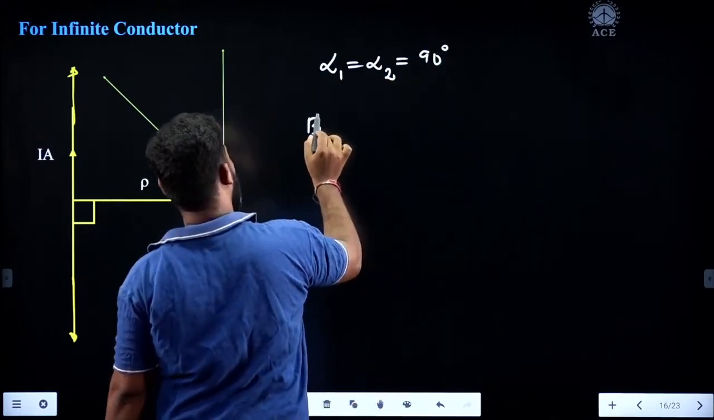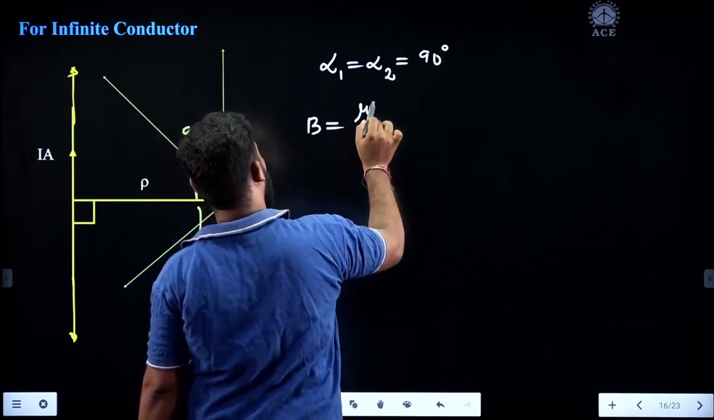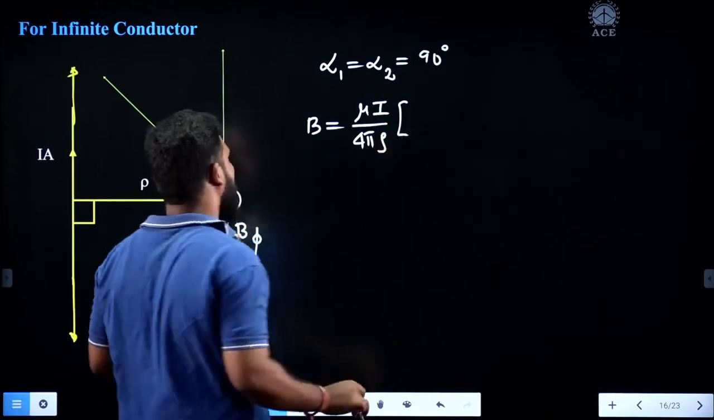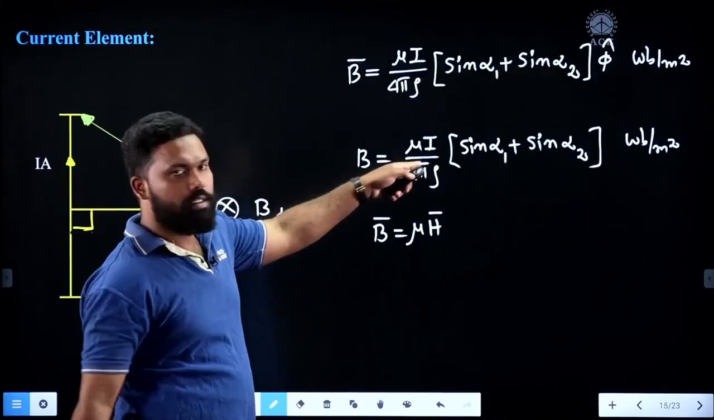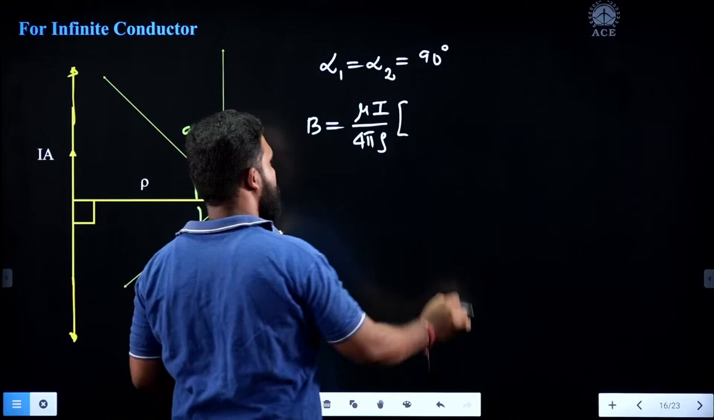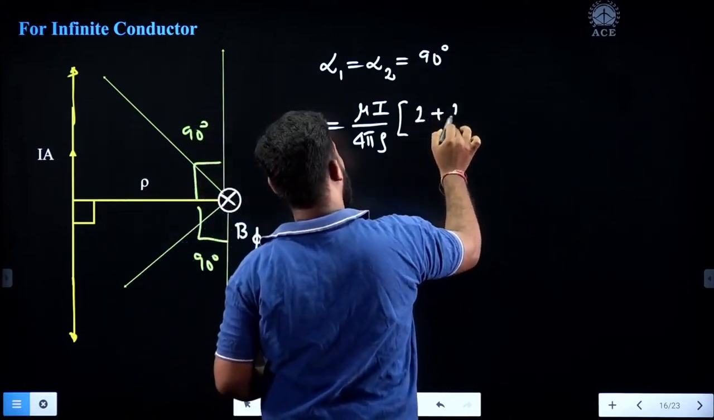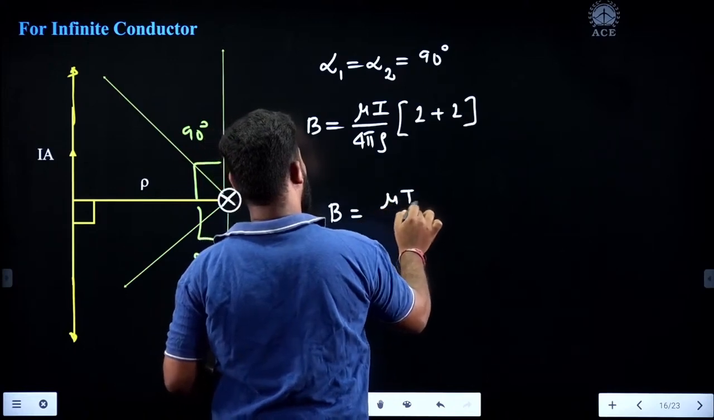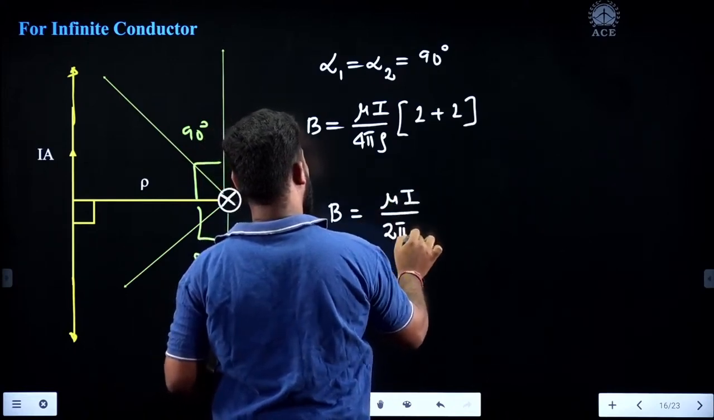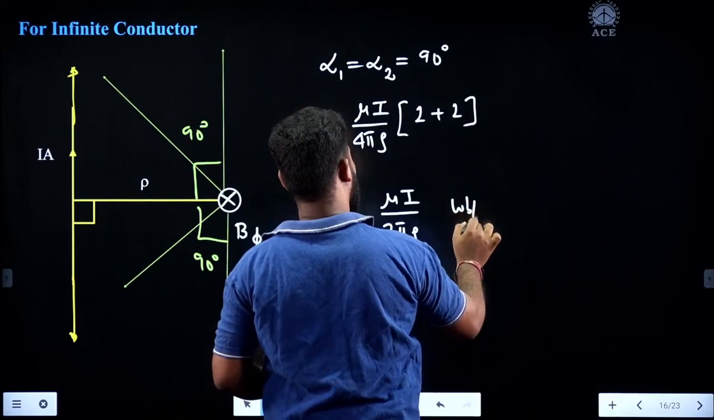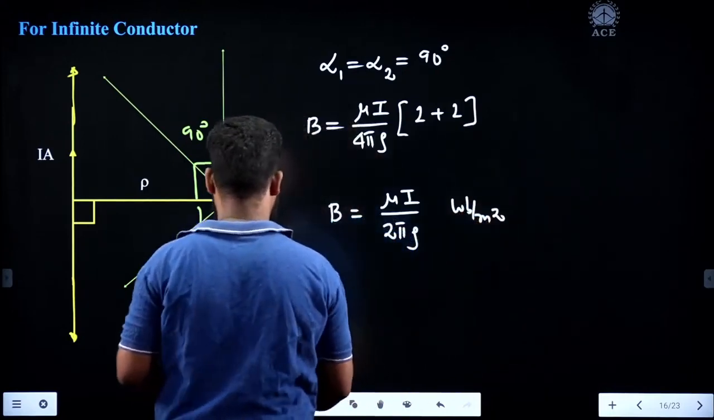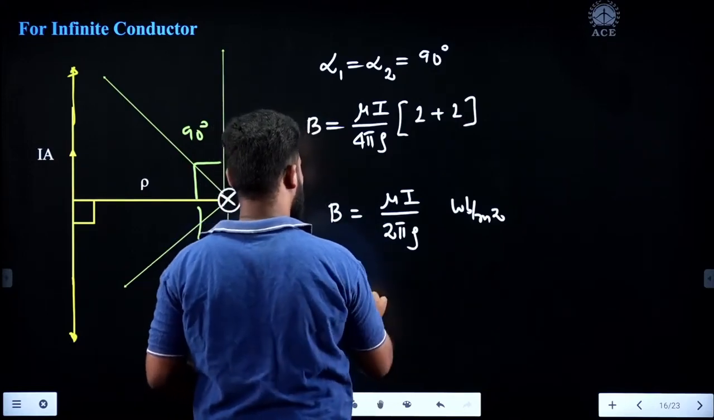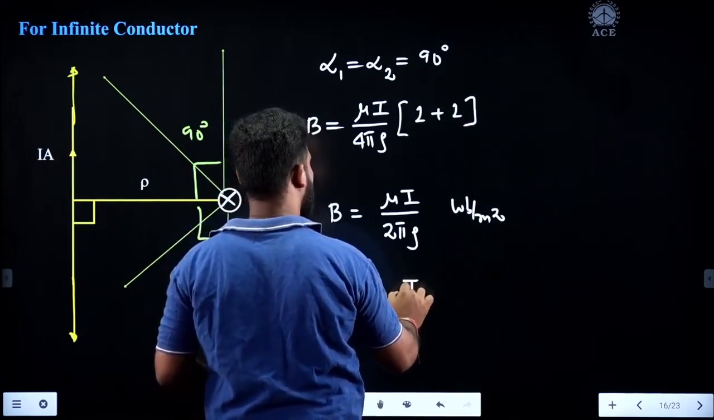Substitute those values here, only magnitude. B is equal to mu I by 4 pi rho into sin alpha 1 plus sin alpha 2. What is that? It is sin 90 degrees plus sin 90 degrees, so it is 1 plus 1. So B is equal to mu into I divided by 2 pi rho. Units are Weber per meter square. And what is the H? H is equal to I by 2 pi rho.